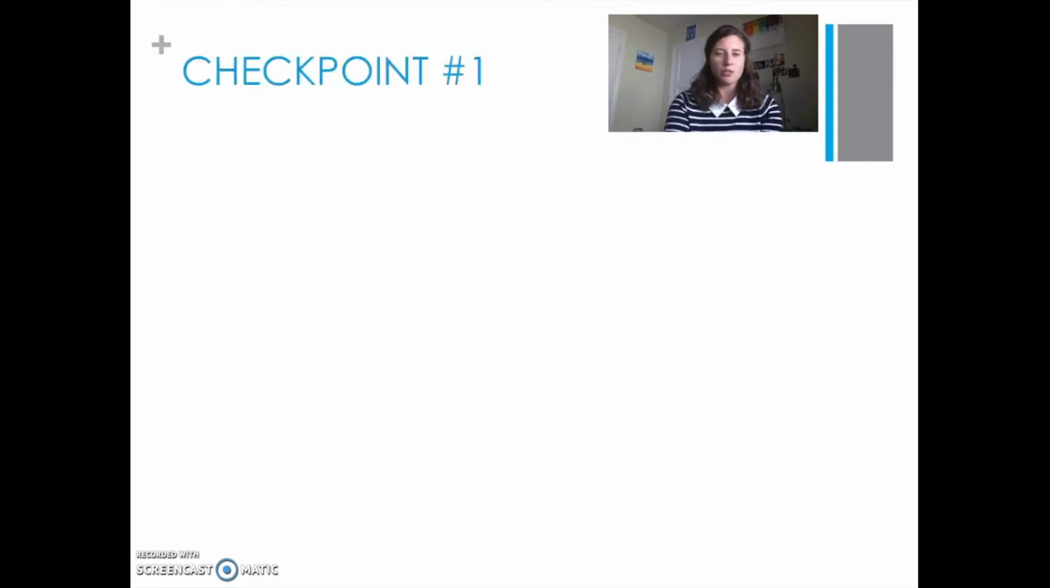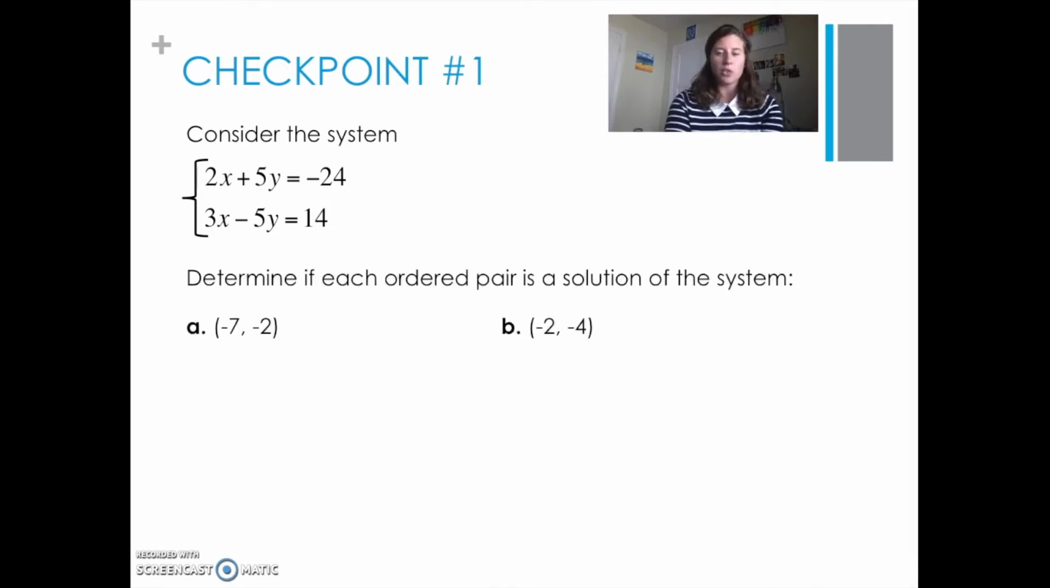Checkpoint number 1. Consider the system 2x plus 5y equals -24, 3x minus 5y equals 14. Pause the video and determine if each ordered pair is a solution of the system. Once you have found your answers, continue the video and see if you are correct. The answers are A, not a solution, and B, solution.